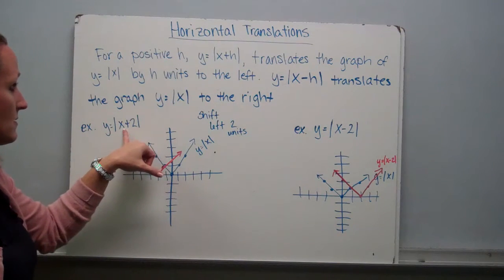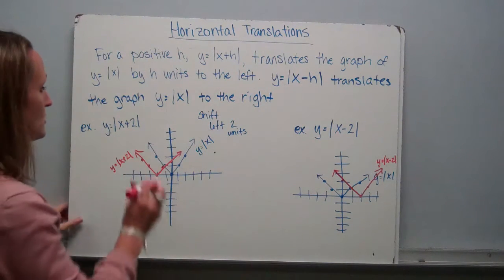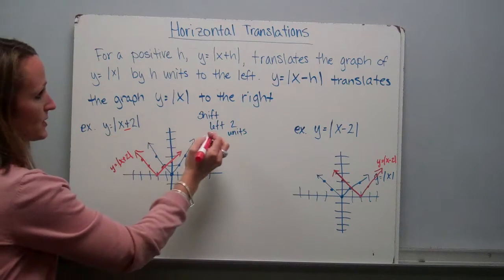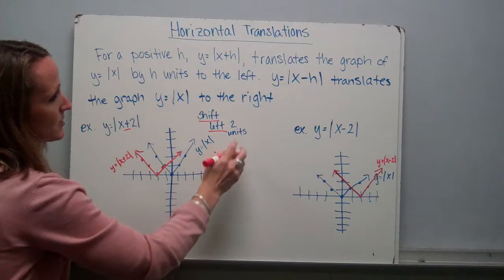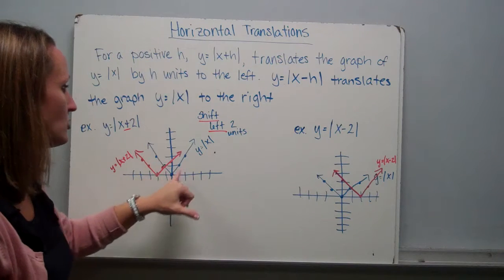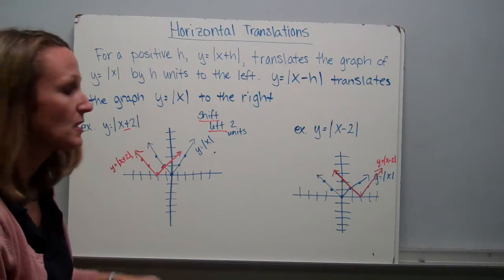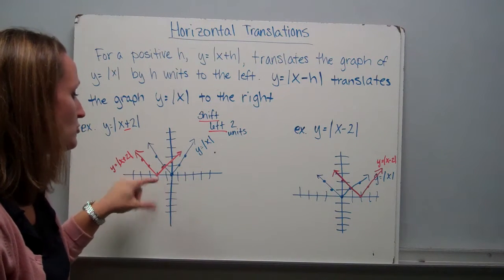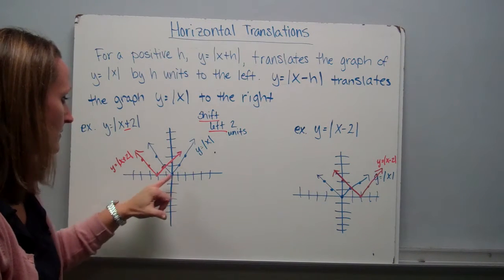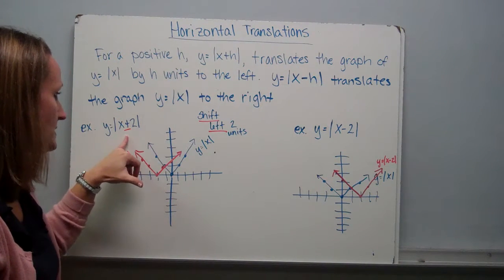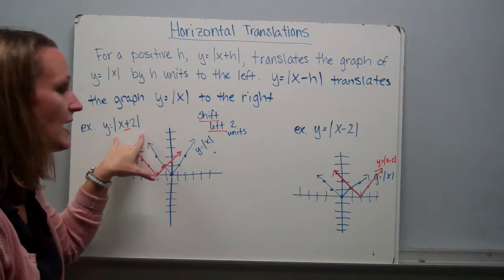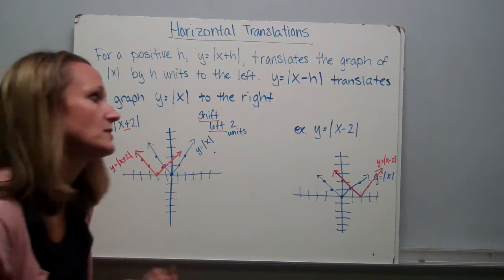Y equals absolute value of x plus 2. So this plus tells us we're going to shift left 2 units. So the blue represents my pre-image, and I'm going to shift it over 2 places to the left. 1, 2. Because it's a plus, and inside the absolute value, I went left.